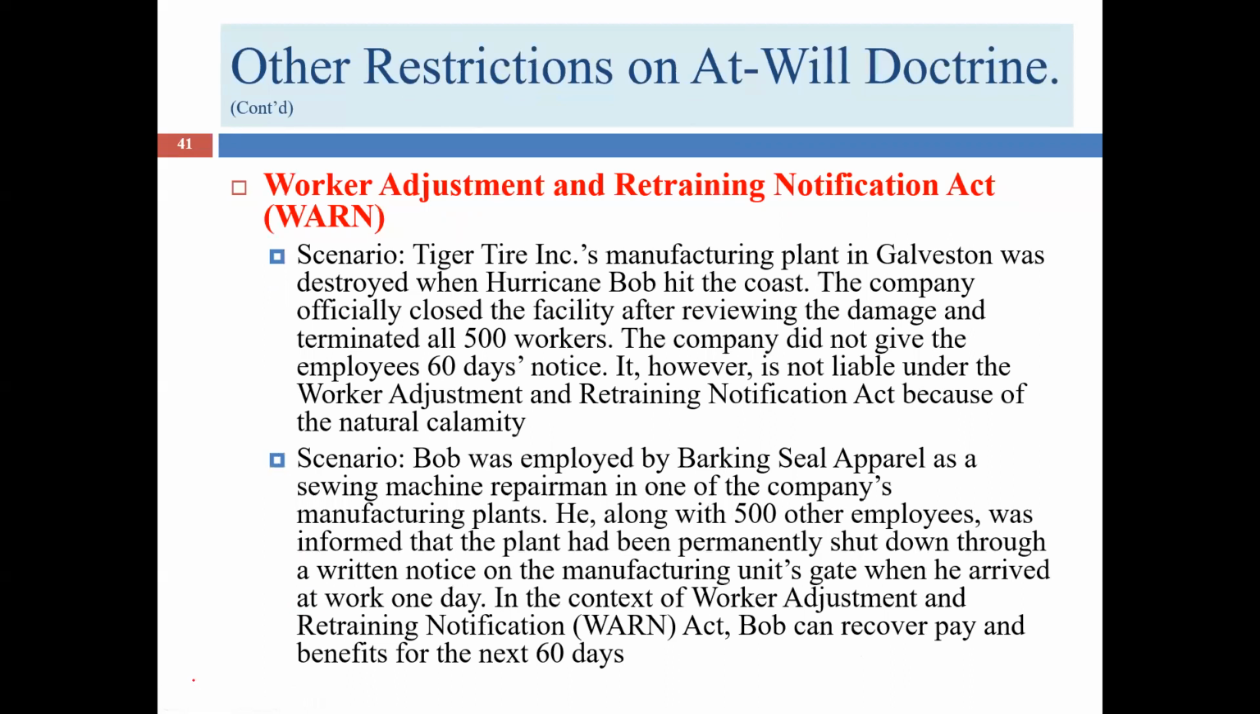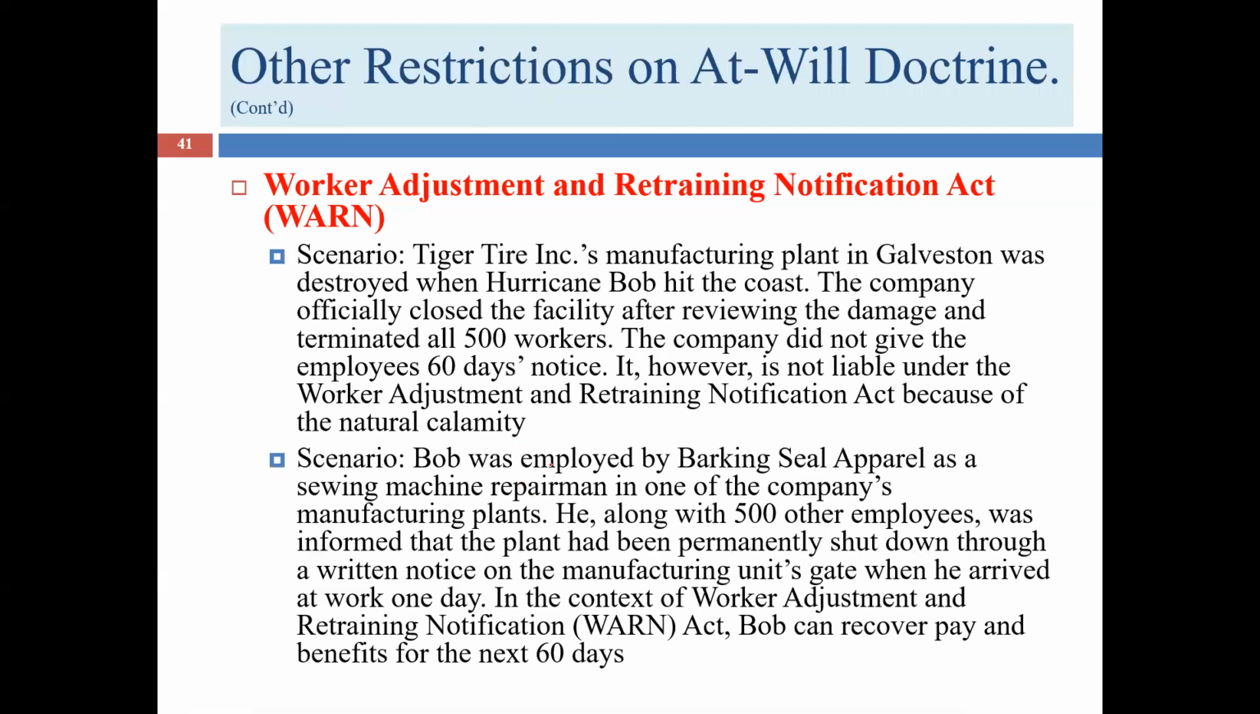Let's look at a couple of scenarios here. So we have a business in Galveston that's destroyed by a hurricane, and a company officially closes the facility and says, we can't repair it, it's just lost. So they terminate all 500 workers. And obviously they didn't give 60 days notice, but that's okay because it's a natural calamity. There's no violation of the WARN Act under those circumstances.